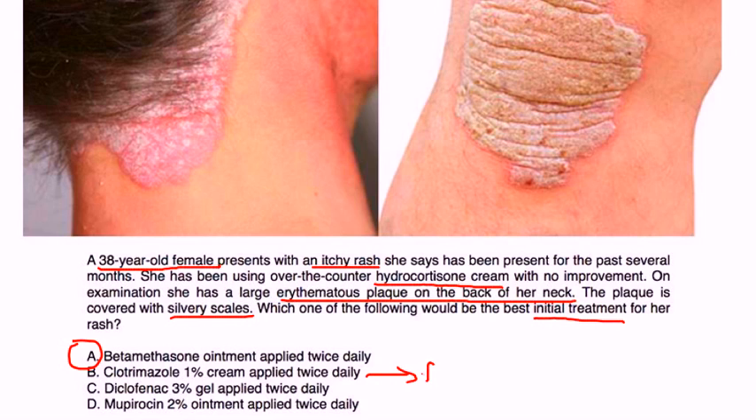B is an antifungal cream. Diclofenac is actually an NSAID, a non-steroidal anti-inflammatory drug. And mupirocin is also known as Bactroban, and it's an antibiotic ointment.